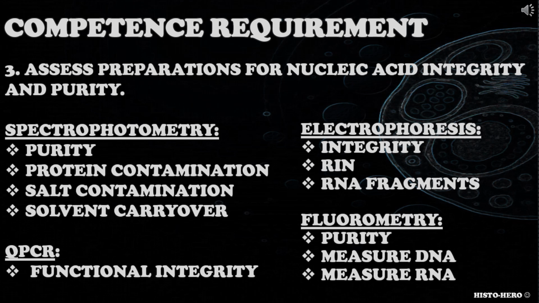The third competence requirement is for you to assess preparations for nucleic acid integrity and purity. How would you assess nucleic acid integrity and purity? What methods would you use and why? Consider spectrophotometry for assessing purity and detecting contamination with proteins, salt and solvents, use of fluorometry for purity via comparative quantification, use of electrophoresis to assess integrity of nucleic acid either via RNA integrity number in fresh tissue or via DV200 metric for RNA fragments longer than 200 nucleotides. Use of quantitative PCR to assess functional integrity.